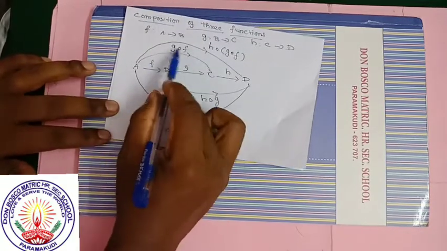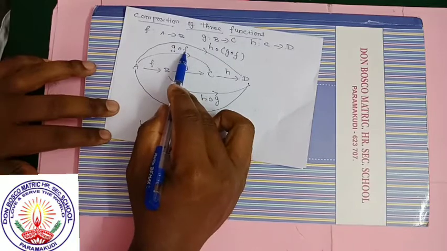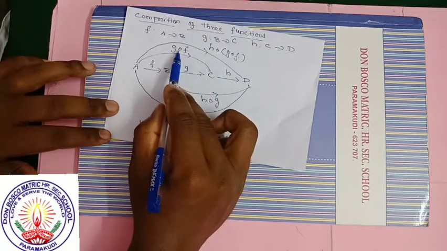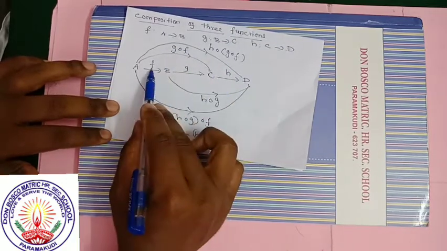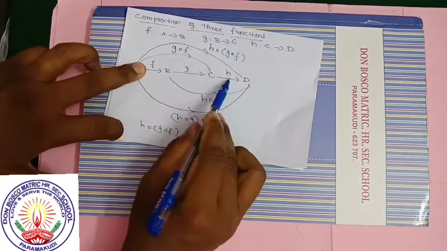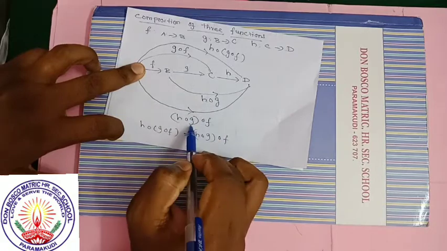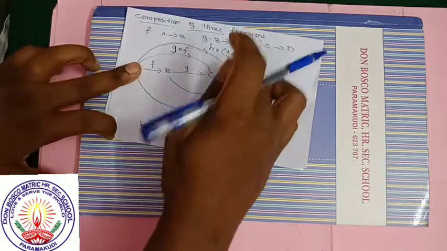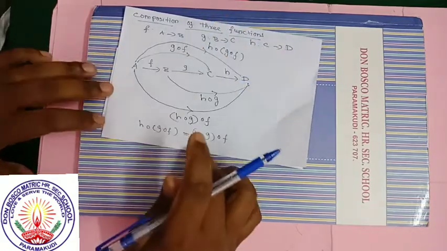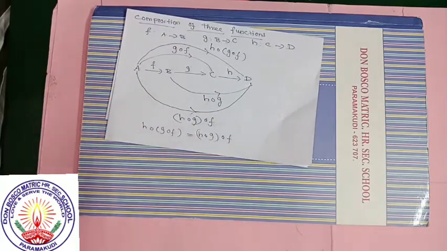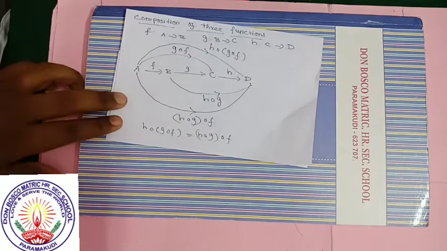fg means it is g composition f. g composition f and h is h composition g composition f. If you consider this as f, g and h, and h composition g with f, this is h composition g composition f. Both are the same functions, they are equal. This is the composition of three functions. Now we are going to study some problems in composition of three functions. They are very important 5-mark questions, often asked questions.